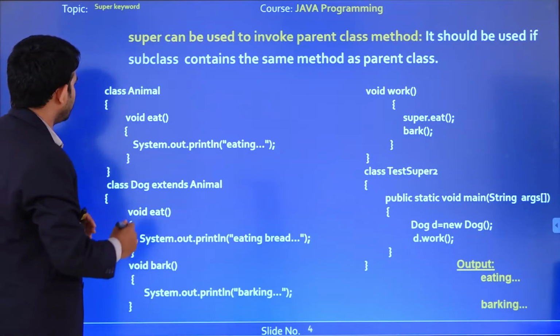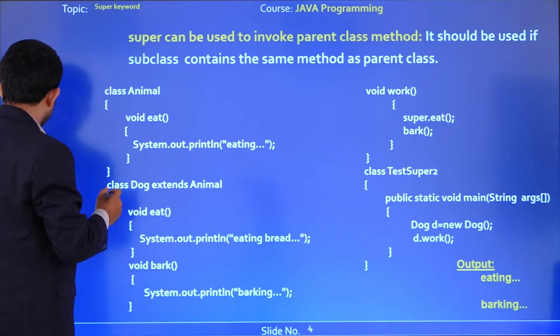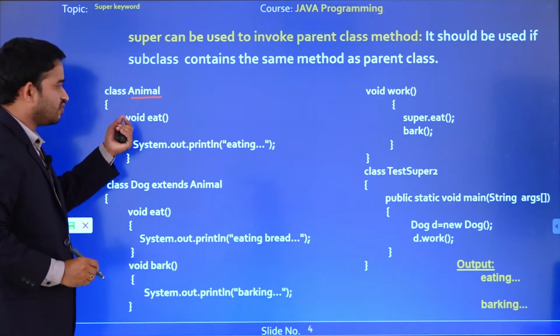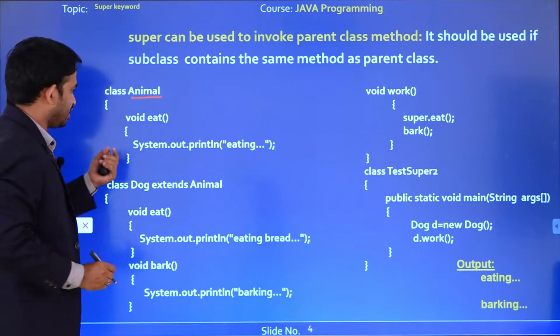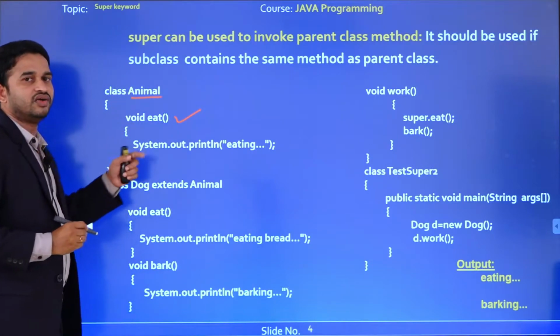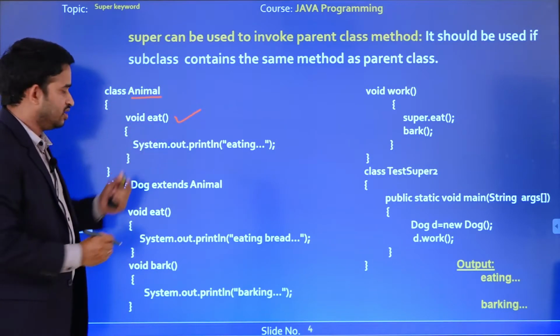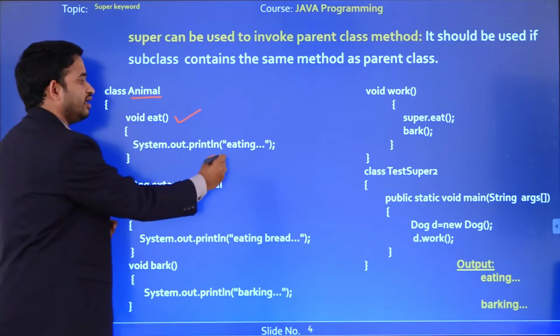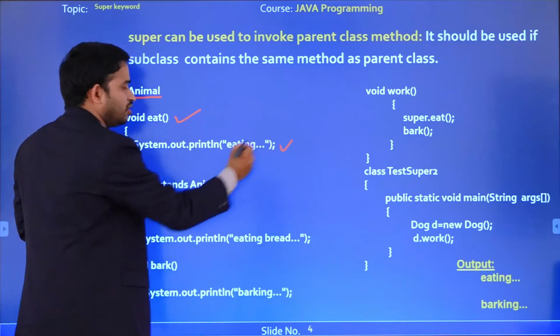So here I am going to use one more example. Here is what? Class Animal. Animal is the name of the class, same as what we discussed in the earlier example, right? Here I am declaring one method. What is the method? void eat. Instead of a variable, I am using a method here. Inside this method I am going to print System.out.println("eating"). So this is the statement I am going to print.